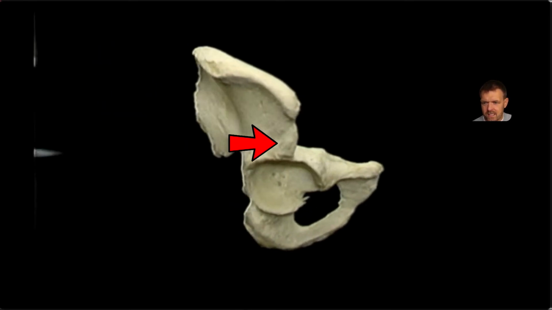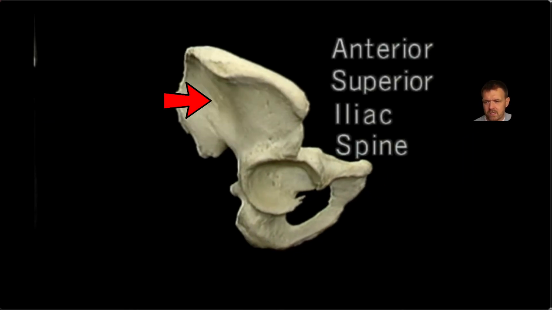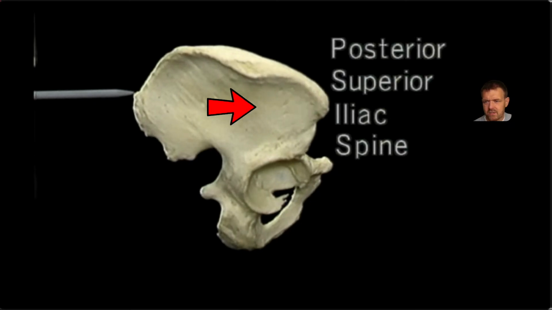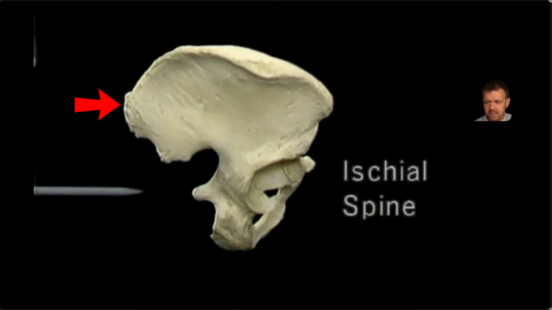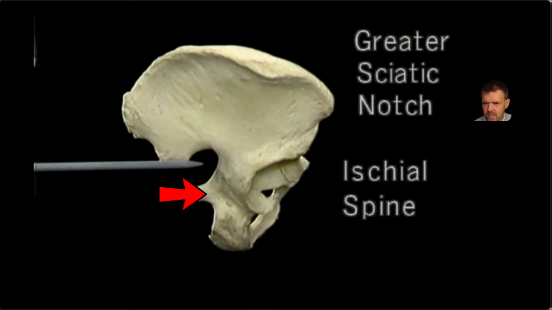And we can start to see some of these lines that are there on the side of the pelvis as well. So there's your anterior superior, there's your posterior superior iliac spine. Now that one there, that's a cool one. So that's your ischial spine just there. When we start to add on the ligaments, that becomes important.